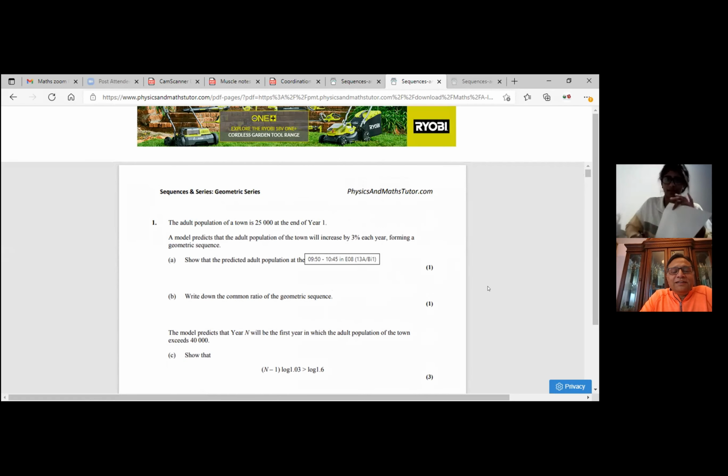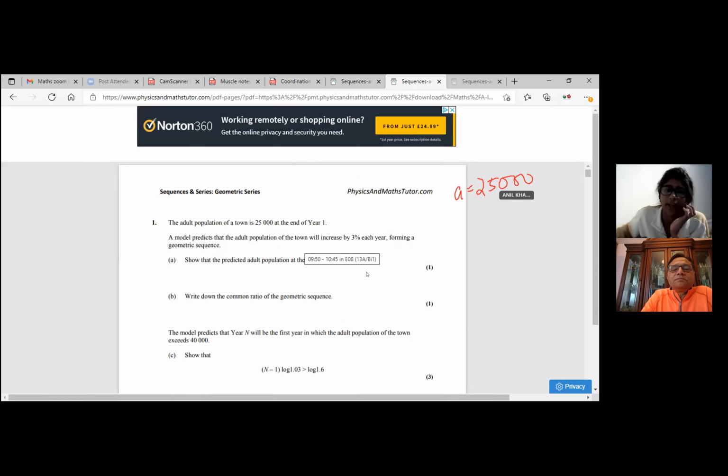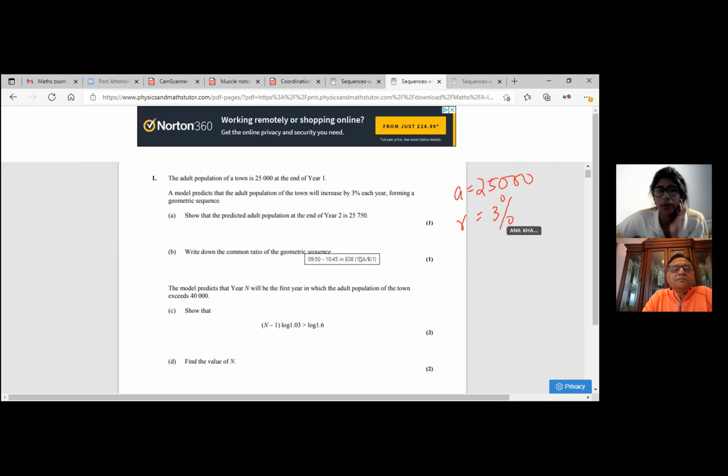Log thing is scary, right? Whenever you see log, it is kind of scary. So let's do this question. Can you please read it? Okay. The adult population of a town is 25,000 at the end of year 1. A model predicts that the adult population of the town will increase by 3% each year, forming a geometric sequence. Show that the predicted adult population at the end of year 2 is 25,750. So find the second term, right?